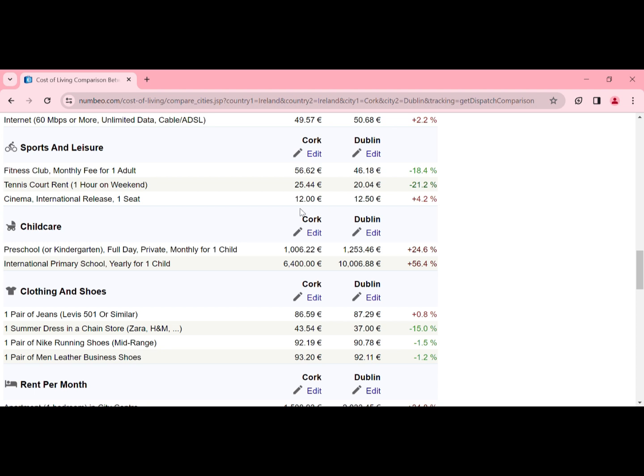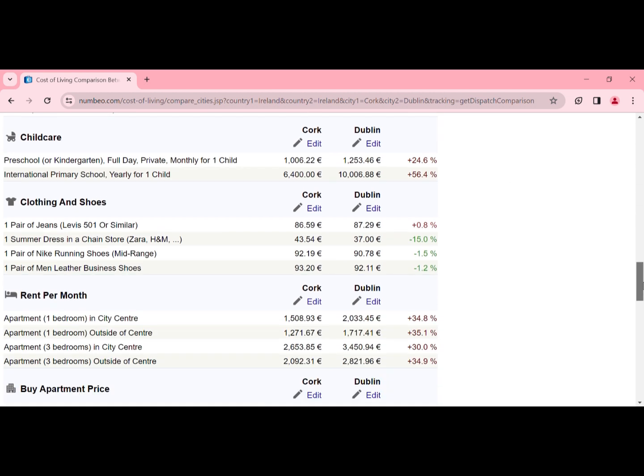Okay, and then tennis court rent is 25.44. Dublin is 20. Yeah, so that's cool. Let's look at childcare. I know childcare is actually very important for married couples. Preschool or kindergarten, full day private, monthly for a child in Cork is a little over 1,000 euros, and then Dublin is over 1,200 euros, which is fair.